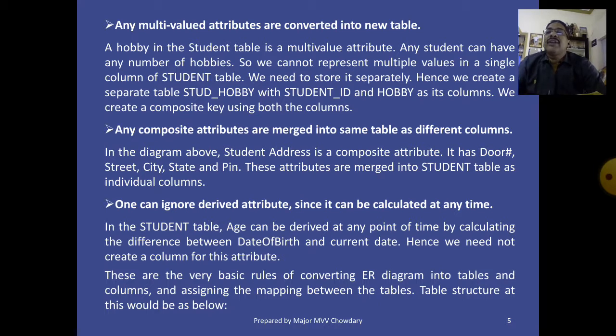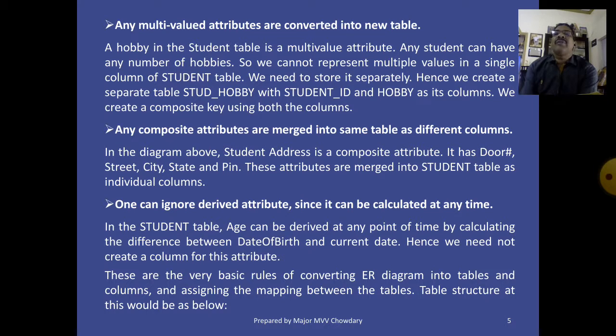We create a composite key using both the columns. In a single-valued attribute, every attribute has a single value, whereas in multi-valued attributes, we have multiple data. For example, in the student table, we have hobby. A student can have many hobbies. So that is a multi-valued attribute.